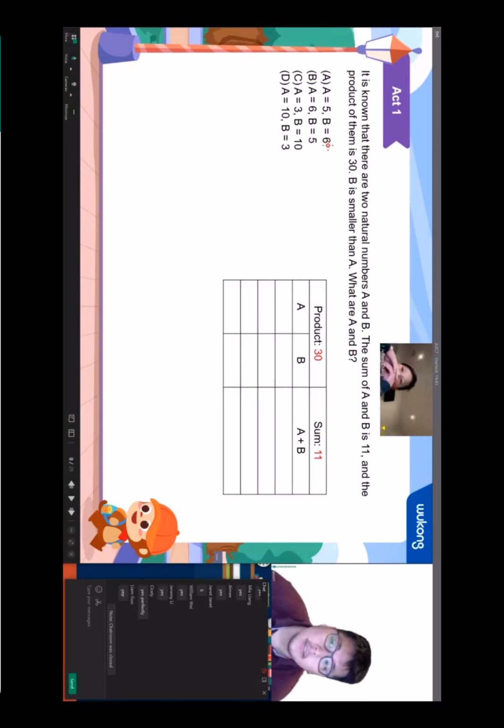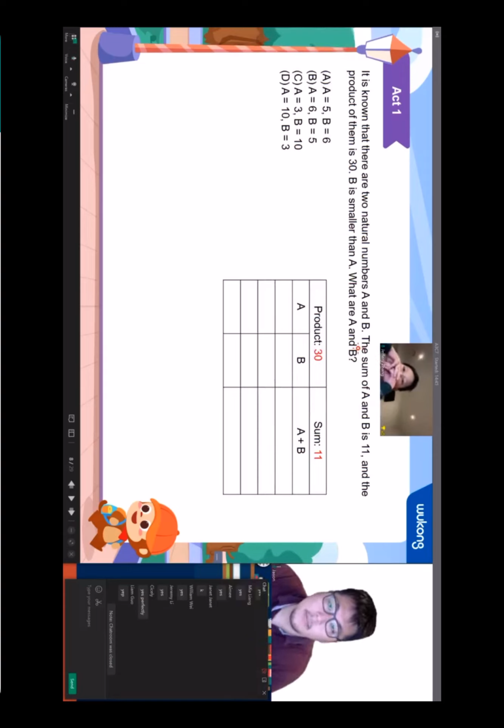So, it is known that there are two natural numbers A and B, and the sum is 11, and the product is 30, and B is smaller than A. So, product means times, sum means add. So, what number should we start first?